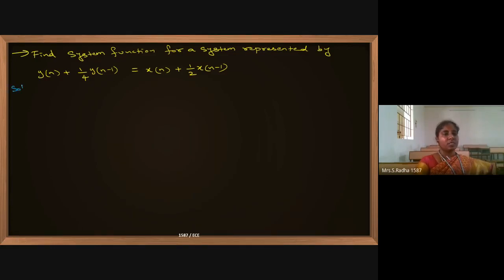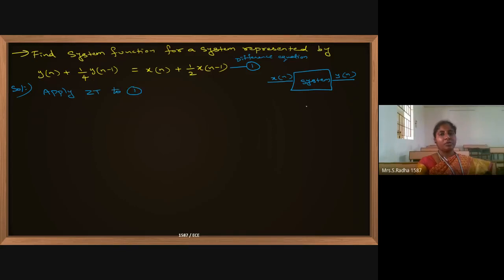Coming to the solution. Okay, there is a system. Its input is x of n, output is y of n. Equation 1 is relating the input and output, and the name for this equation is difference equation. In discrete time it is called a difference equation. In continuous time it is called a differential equation. Now we will apply Z transform to equation 1.